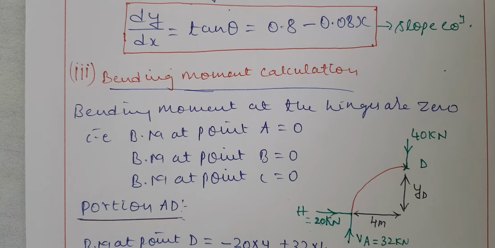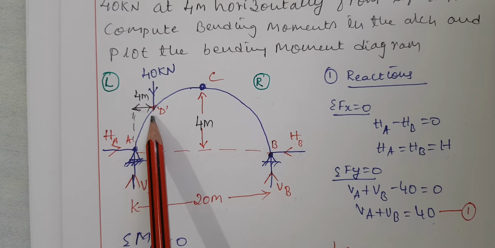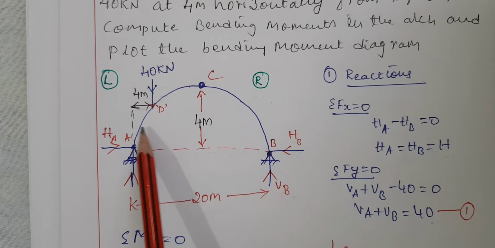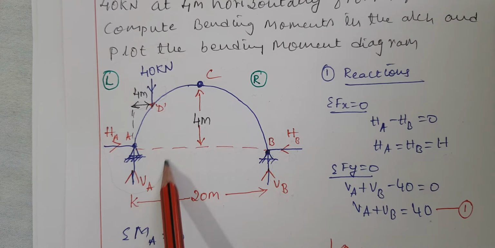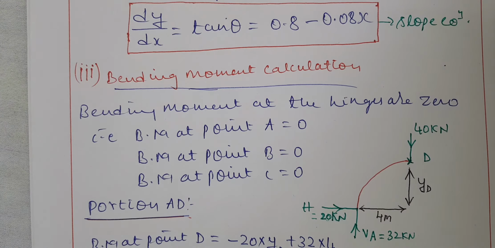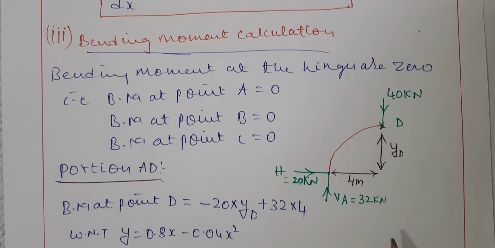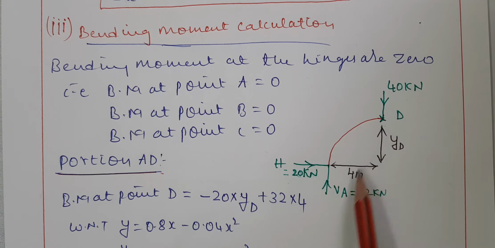Okay, in this problem, load is acting at point D, as shown in this figure. At point D we have a load of 40 kilonewton, which is at a 4 meter distance. So I am considering only this portion now. It looks like this. We have a point load of 40 kilonewton acting at D, 4 meter from the left support, and we know the horizontal force is 20 kilonewton, and the vertical force is 32 kilonewton.